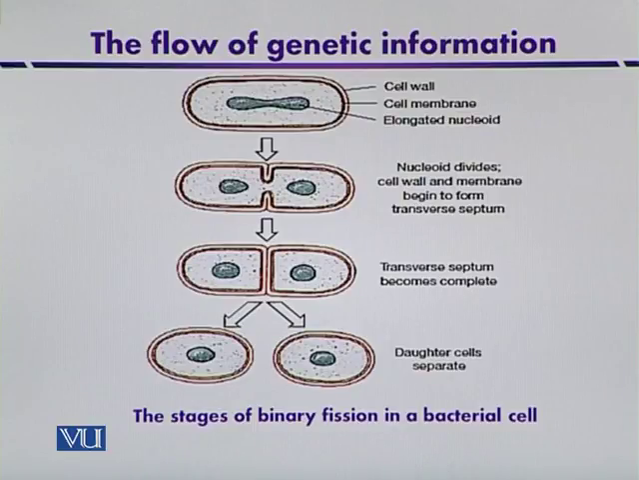One cell divides into two within a short span, maybe within 20 to 30 minutes if proper nutrients are available. So we can produce millions of copies of our gene of interest by using bacterium as a host organism.